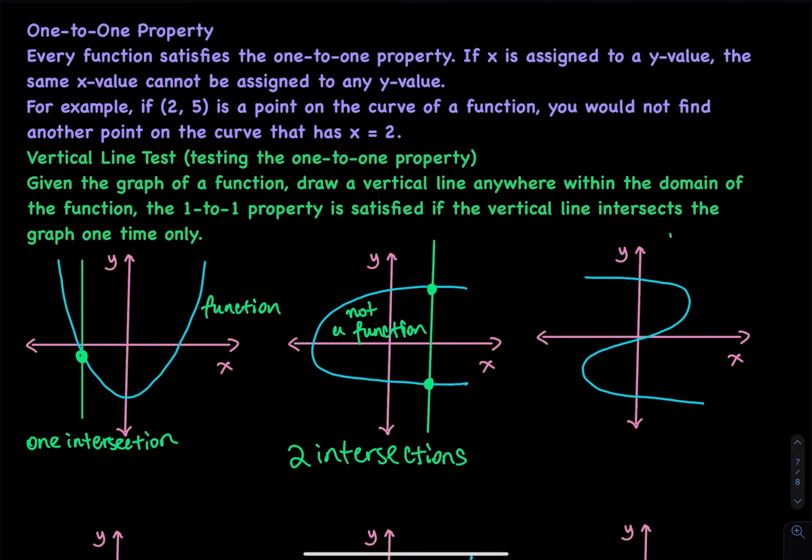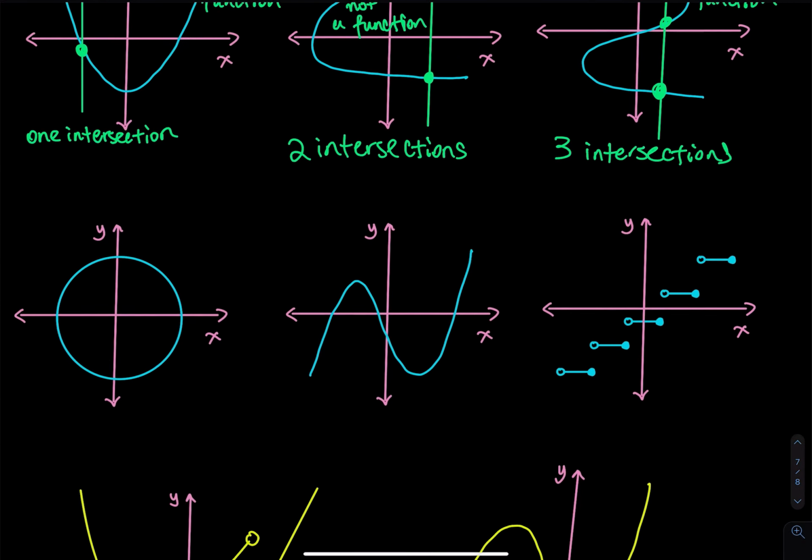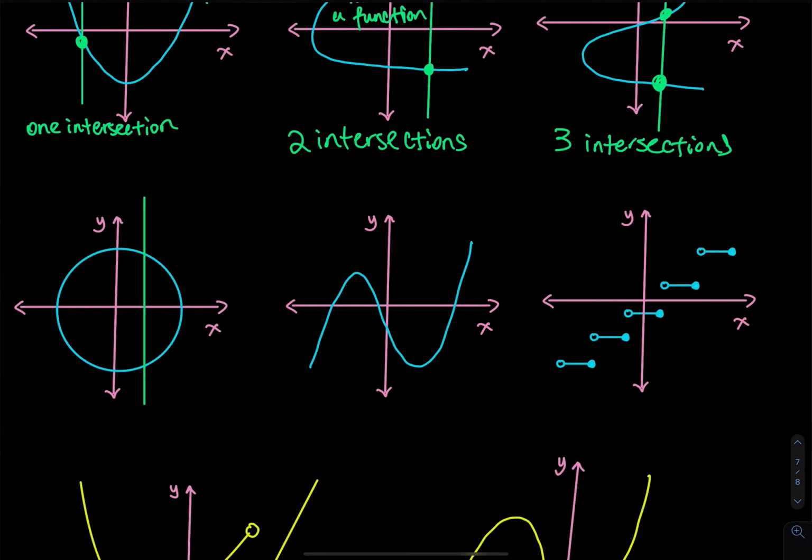The next one, you draw a vertical line right here. I see 1, I see 2, and then I see 3. So this one has 3 intersections. That means the blue curve is not a function. All right, moving on to the next one. I have a circle. I can draw a line right here. Okay, 1 intersection, 2 intersections. So this one has 2 intersections. The one-to-one property fails, so the circle is not a function.